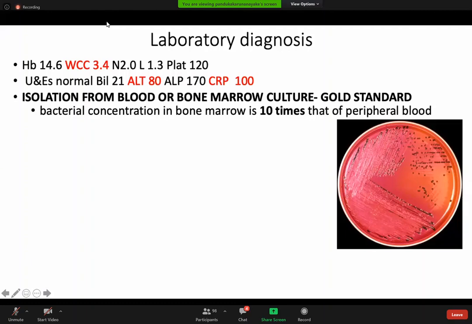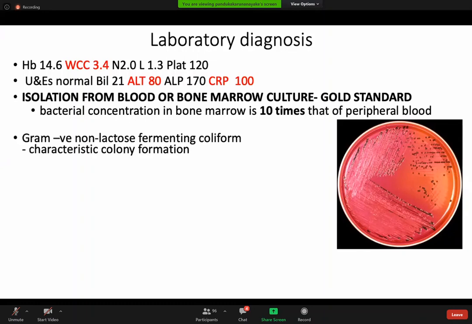Okay, so guys, the next step is to do a culture. The gold standard would be to do a culture from blood or from bone marrow. Please note that the bacterial concentration in bone marrow is 10 times the bacterial concentration in peripheral blood. So if you're going to do a blood culture, it's important to try and do it within the first 7 days of illness because that's when your yield is highest. And do consider doing multiple blood cultures. For each blood culture, you want to get a minimum volume of 10 mils. So important concepts: do your blood cultures early, ideally within the first week, have appropriate volumes and consider doing multiple blood cultures.